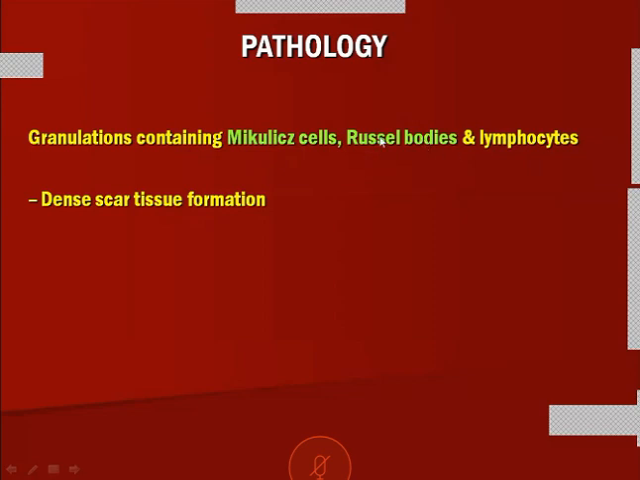What are Russell bodies? Russell bodies are in the plasma cells. Yes. And then gradually there are stages of the disease. In the end stage, they form dense scar tissue and occlude the complete nasal cavity. The surrounding area becomes very tough, giving rise to the woody nose.